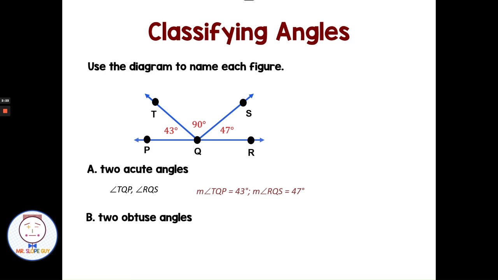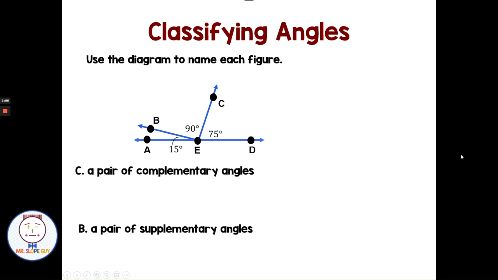Now, for obtuse angles, I'm looking for greater than 90. I can't use TQS or SQT because that's exactly 90. I need angles greater than 90, so I could do like PQS to be 133, or I could do RQT, meaning 90 plus 47, 137, which is greater than 90. So a couple different obtuse angles, a couple different acute angles we can get from that diagram.